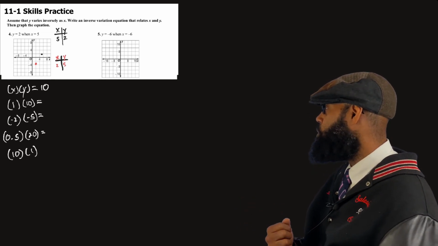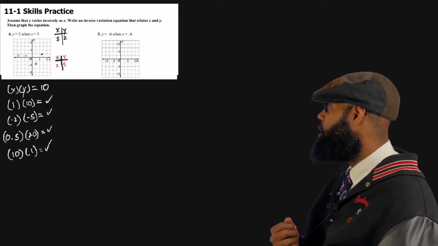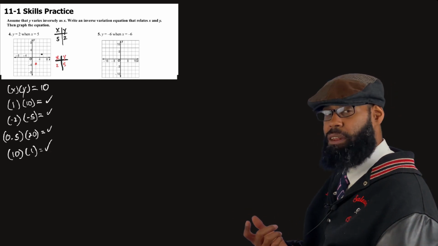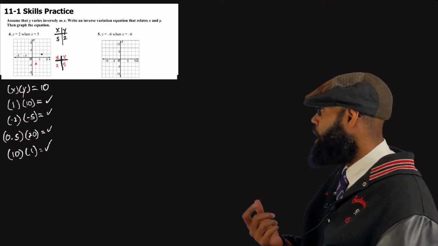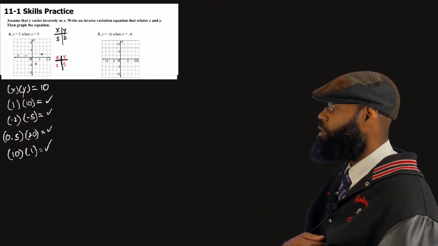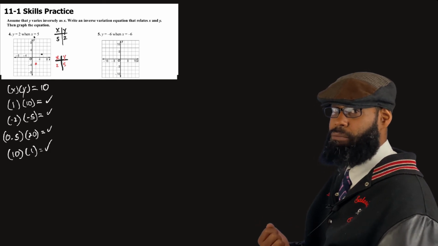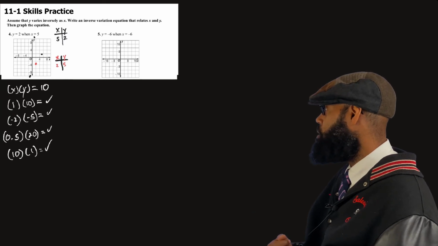Just getting more examples, guys, hoping that you're understanding. Got a few that are positive, got a few that are negative, but they all equal 10. So those are all valid points for this graph when I want to graph the equation. And what equation am I graphing? Right there at the top, guys. x times y equals 10. Yes, that is the equation. It can be your equation.